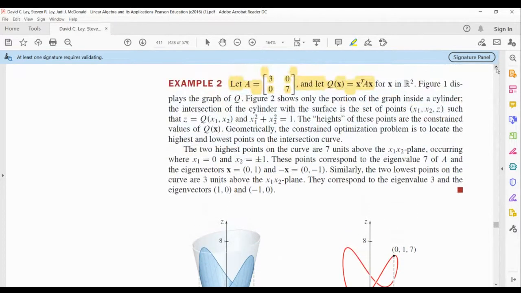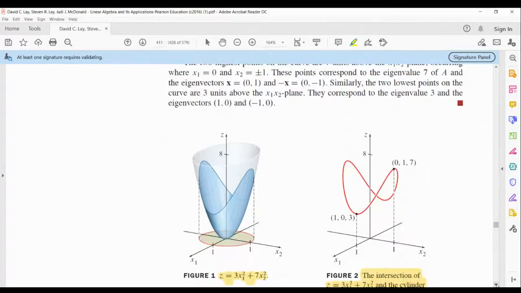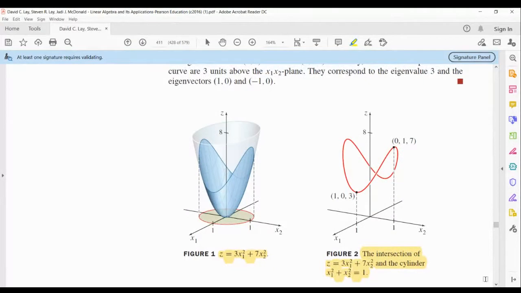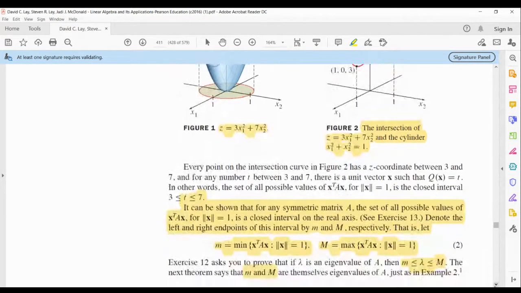They correspond to the eigenvalues, because we learned last class that when you have a quadratic form with no cross product terms, the coefficients of the x1 squared, x2 squared, and so forth are eigenvalues. So this brings up the idea that the smallest value and the largest value of the quadratic form, the minimum and the maximum, are going to correspond to eigenvalues, and it's actually a great example 2.